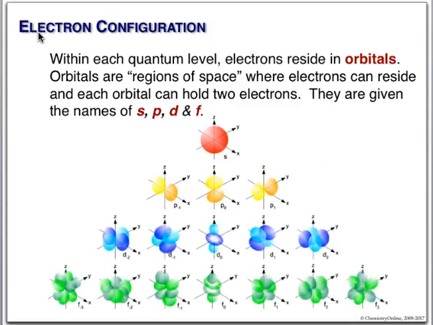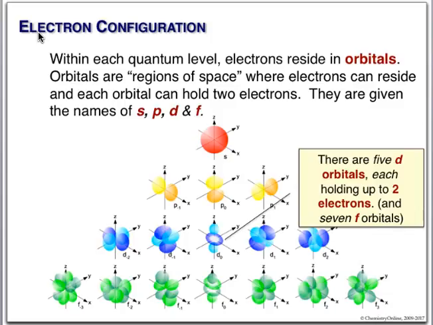Below the P's, we have the really cute ones. These are the D's and the F's. My favorite D is this guy with the donut around the middle. My favorite F, I suppose, is this one with 2 donuts around the middle. Again, these are simply regions of space where these electrons are likely to be found. Now, in this class, we're going to be concerned only with the S and the P's, because these can get really bizarre, but they're cute to play with.